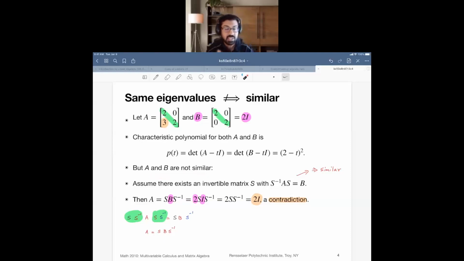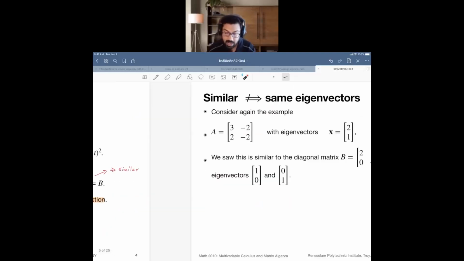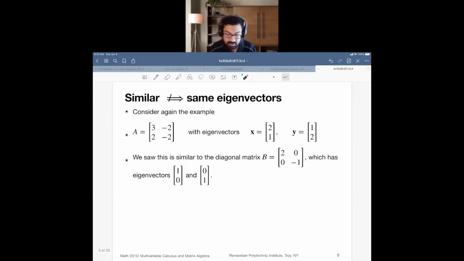So here we have a case where the eigenvalues in the characteristic polynomial are exactly the same, however, they are not similar. So same eigenvalues does not imply similar. However, if they are similar, they have the same eigenvalues and the same characteristic polynomial. Next, how about eigenvectors? If you have two matrices that are similar, then they have the same eigenvalues, but they don't have the same eigenvectors. Let's try to prove that by using this particular example.